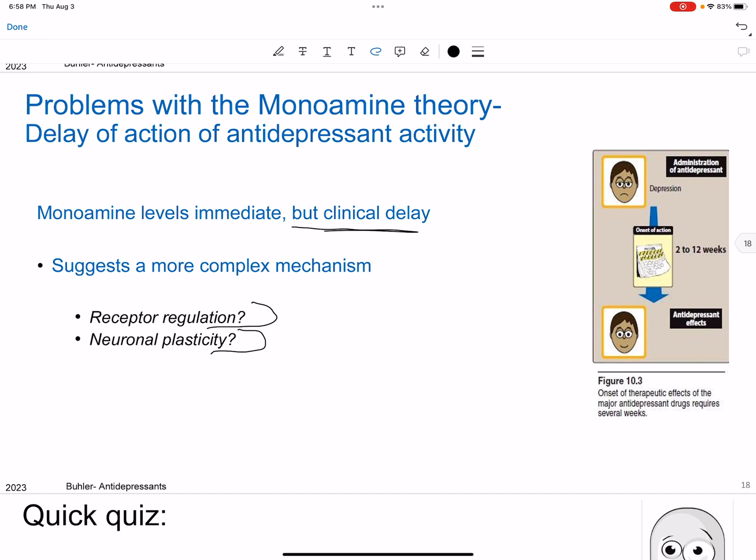We are not going to go into any of the 1,000 theories of what is going on with regulation and plasticity, because honestly, there's a lot of great ideas out there. None of them are accepted as the truth. And when it comes down to it, thinking about this as you want to raise monoamine levels, but it's going to take a little while, ends up really being what you have to work with.